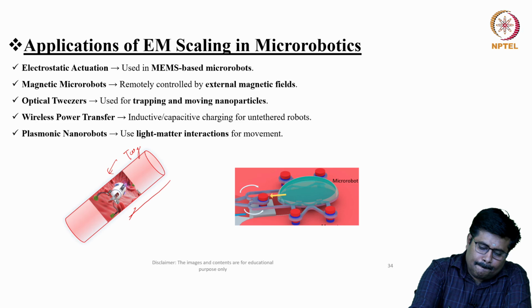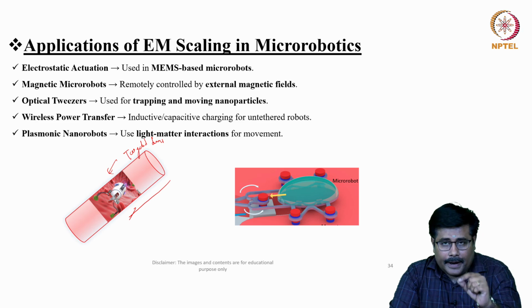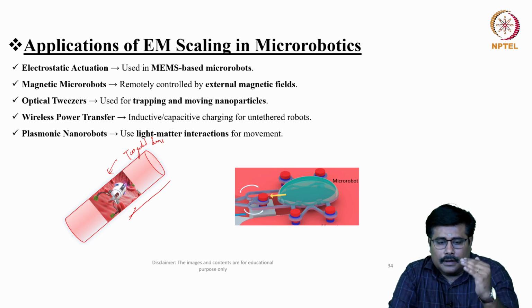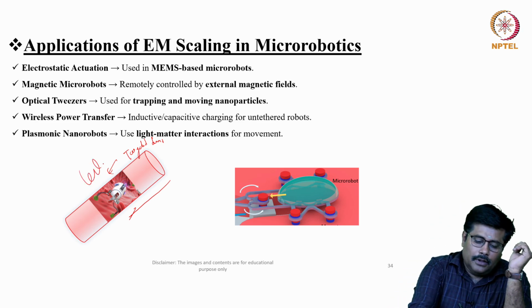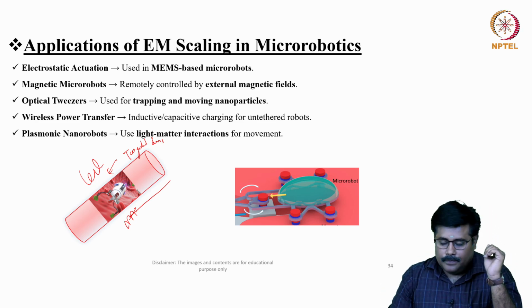For instance, this is a micro robot which is used for targeted drug delivery. In this micro robot, in order to cater the locomotion or the movement, we can effectively use an electromagnetic system for an appropriate resolution.